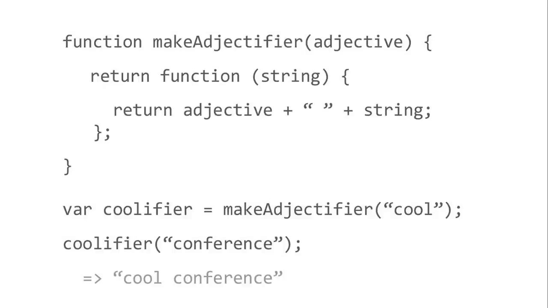So for example, I can use the make adjectivier function, feed it the input cool, and get a function that's called coolifier. So now when I pass a string to coolifier, I get cool added to that string. So if I pass conference, I get cool conference. So the idea here is that we have a higher order function which returns a function.